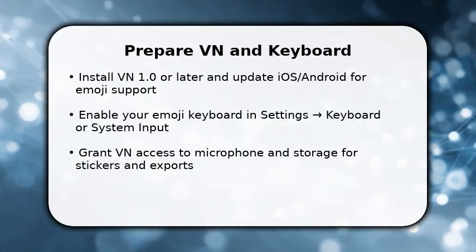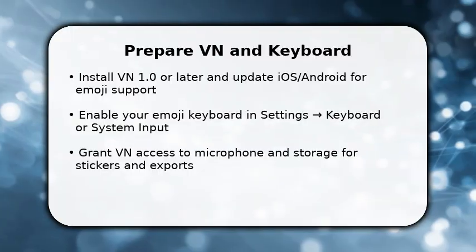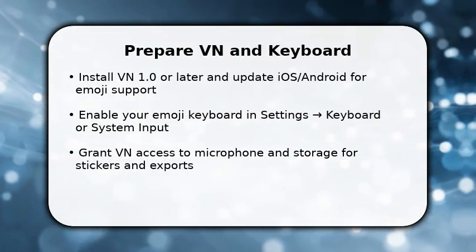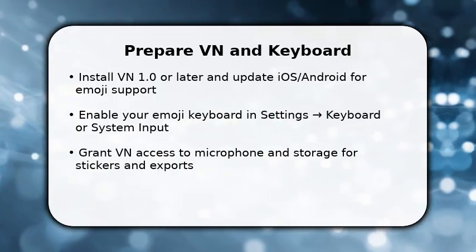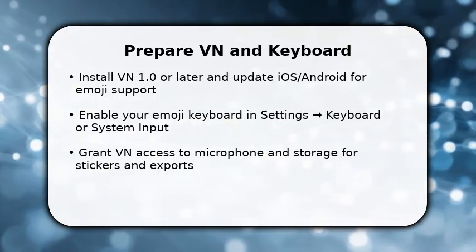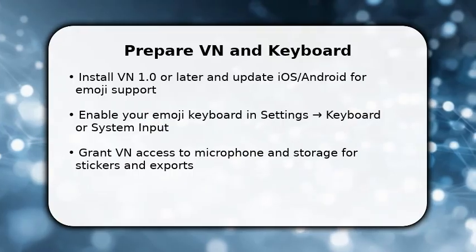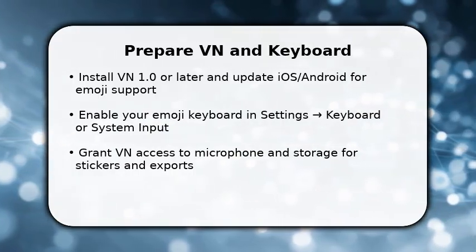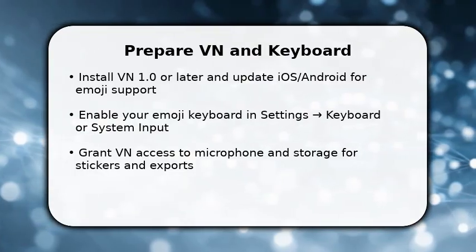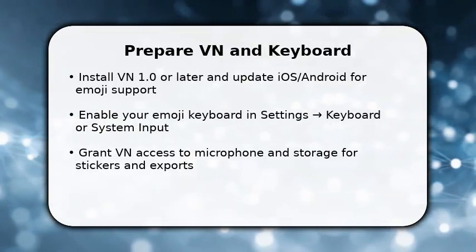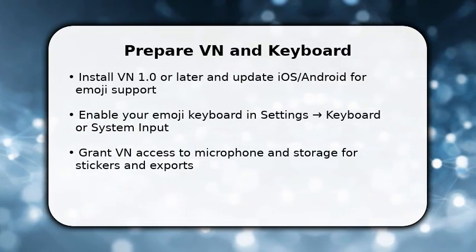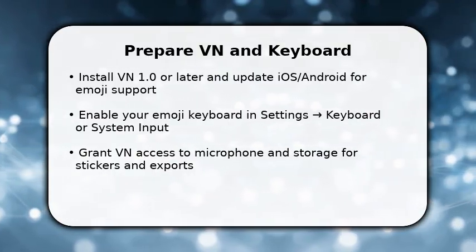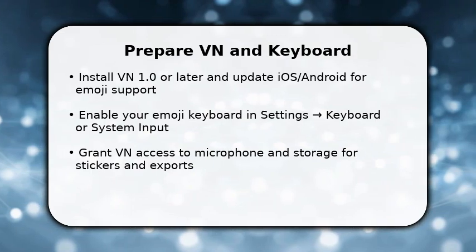You'll start by getting VN ready and your input method set. Open VN and confirm it's updated. Older builds may strip emoji support. Next, enable the emoji keyboard in your device settings so you can paste or type during edits. Grant VN permissions for storage and microphone if you plan to use emoji stickers or voiceover with emoji captions. Once done, create a new project and import a clip. You now have the environment to insert, style, and time emoji elements precisely.